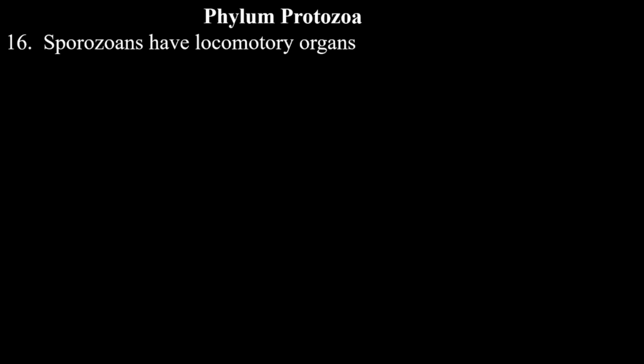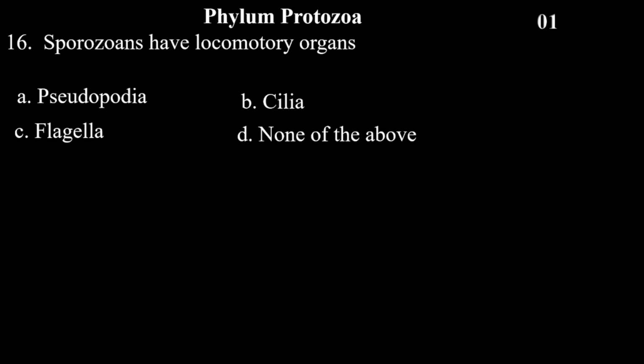Question number 16. Sporozoans have locomotory organs. Your options are A. Pseudopodia, B. Cilia, C. Flagella, D. None of the above.